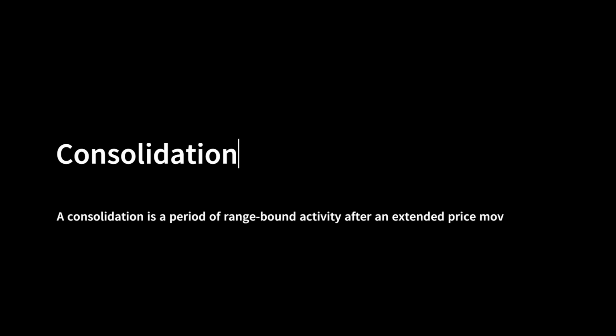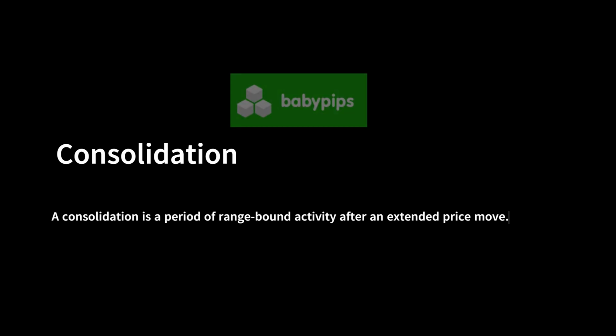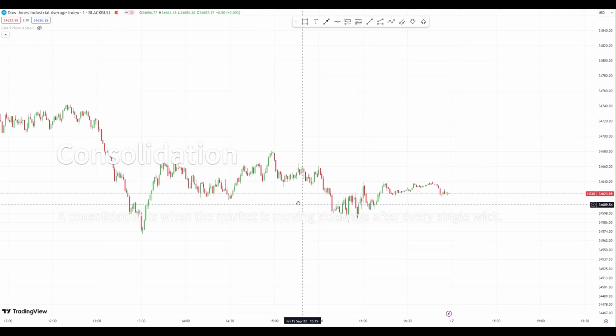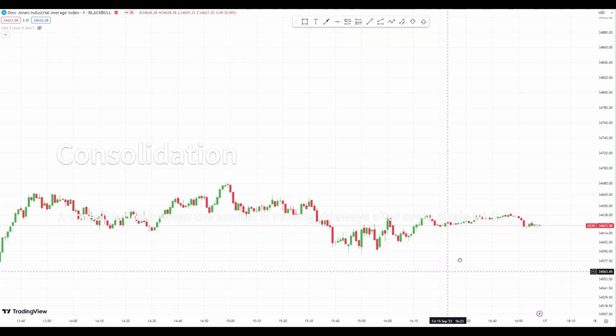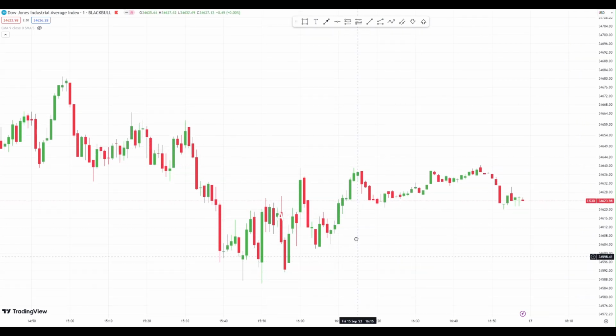Consolidation is a period of range-bound activity after an extended price move. Now, this definition is straight off of babypips.com, but I'm going to tell you in a simpler form. Consolidation is when the market is moving sideways, just going up and down after every single wick. Now, here's an example of that.